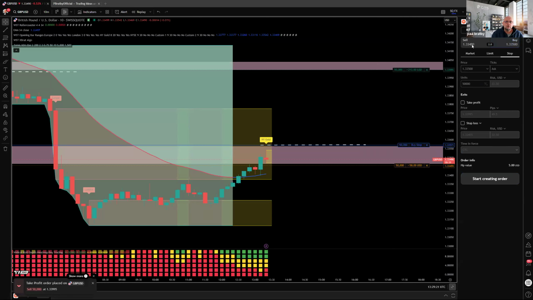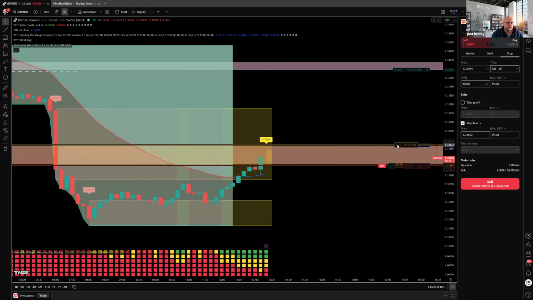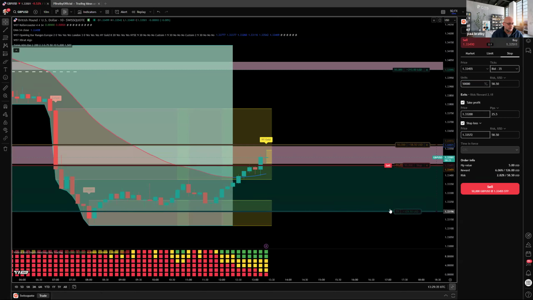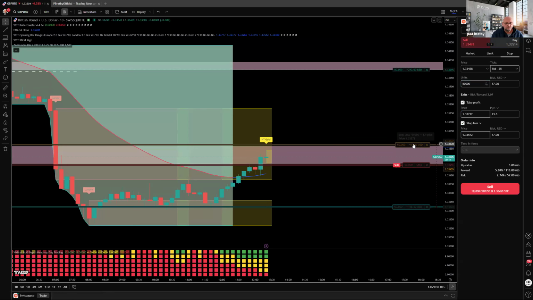That's in, but now I want to sell stop. And I want to sell at this point here where I got my stop for the long. My stop loss would be here, and my take profit would be down. It's going to find a lot of support in the London Open. So I'm going to go to there. So that risk is 57. So that sell is on.